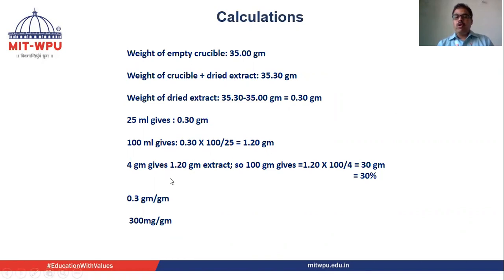This 1.2 gram we have got from 4 grams of the drug, because we have taken 4 grams of powder. So 4 grams of powder gives 1.20 gram of extract. So 100 grams will give 1.20 into 100 divided by 4, that is 30 grams. So the drug has 30% extractive value in the solvent, that means 0.3 gram per gram, that is 300 milligram per gram. This is the extractive value. It is one of the evaluation parameters. The drug must contain that much amount of extract in it to have a pharmacological or therapeutic action. Thank you.